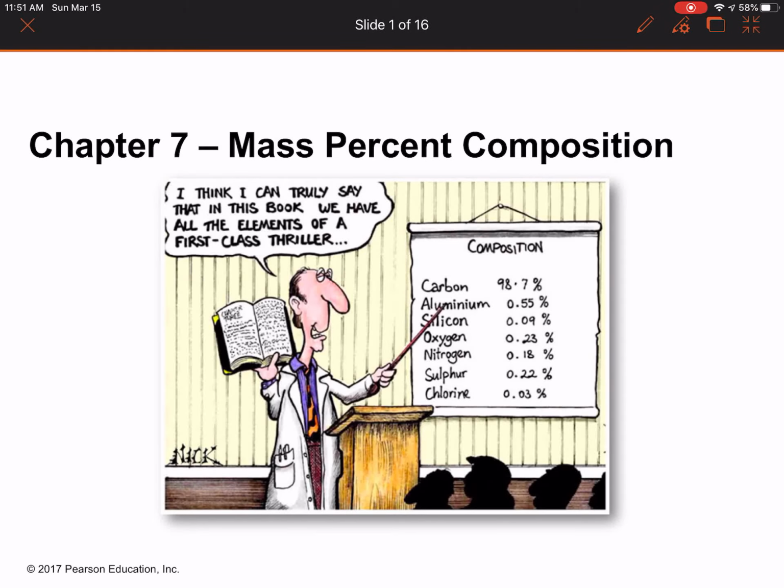Everybody, welcome to the second lecture of the week. This one is on mass percent composition.